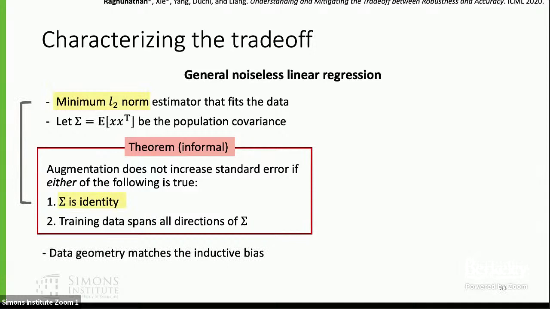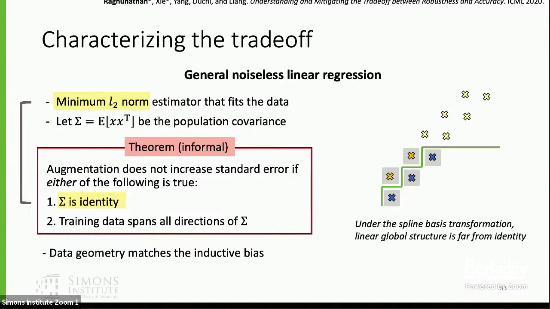Just parsing this first condition: when sigma is identity, this geometry matches the inductive bias, which is also minimizing the L2 norm. So if both of them are treating all directions as equal, then there is no mismatch and there are no counterintuitive trade-offs. But if you take this splines example here, the existence of this global structure makes the covariance very different from identity, and that's why you could be in danger when you have something like this.